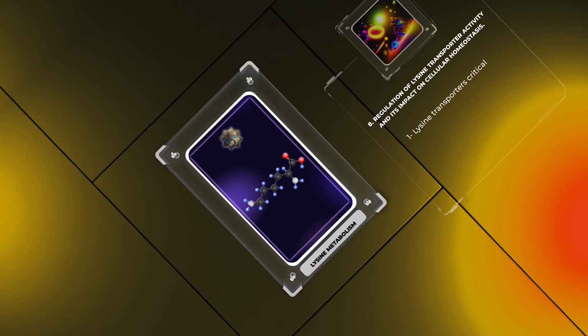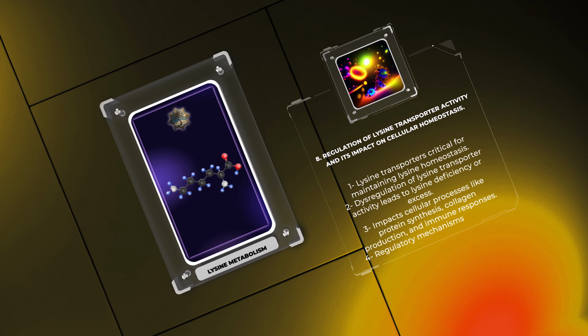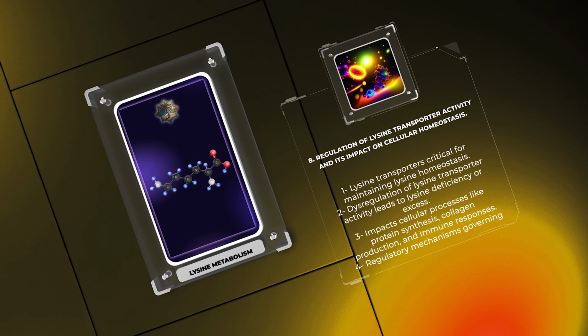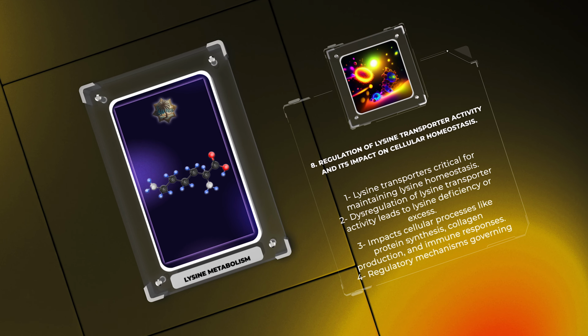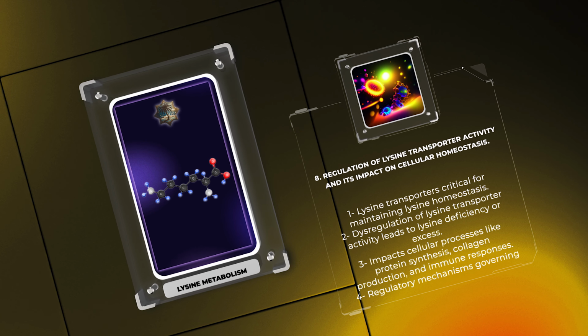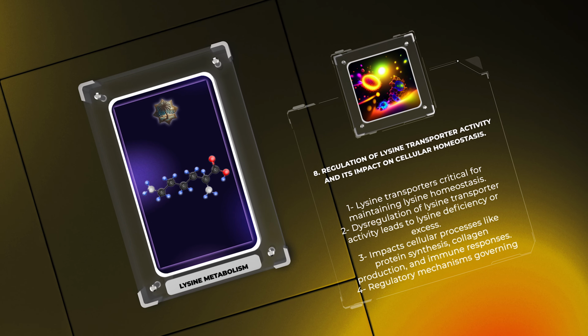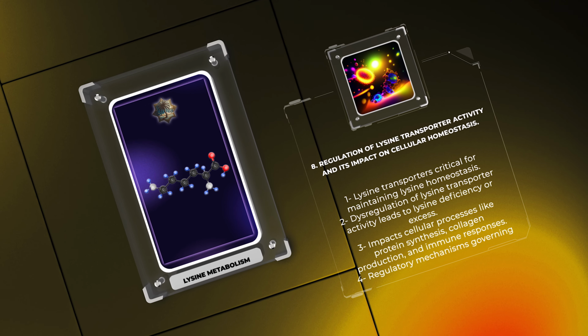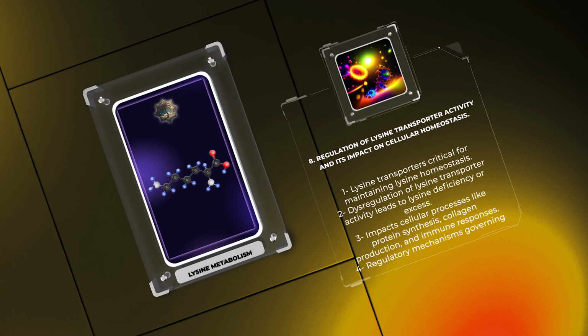Lysine transporters play a critical role in maintaining lysine homeostasis. Dysregulation of lysine transporter activity can lead to lysine deficiency or excess, impacting cellular processes such as protein synthesis, collagen production, and immune responses. Understanding the regulatory mechanisms governing lysine transporter activity contributes to our knowledge of cellular homeostasis and potential therapeutic interventions.